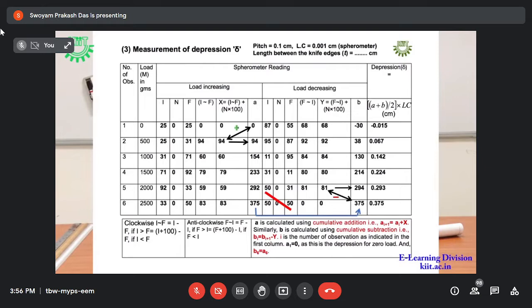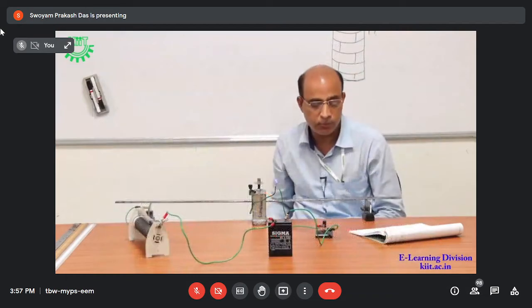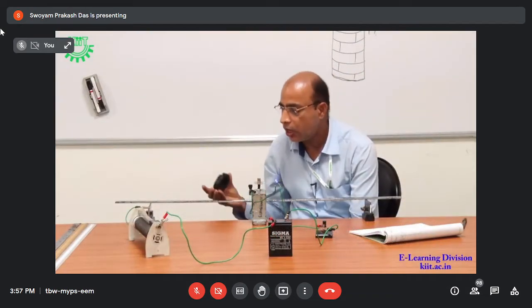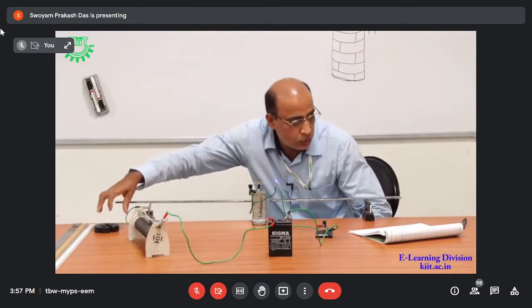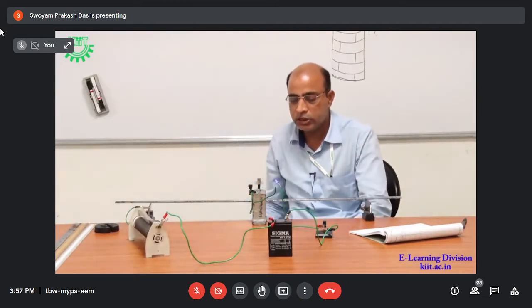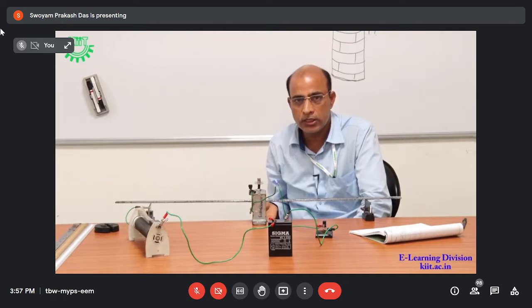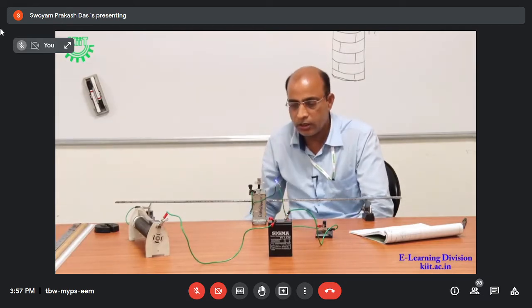So 50 divisions, that is the initial reading of 2000 gram load, we will note it down as 50. Now I have removed this load and the load becomes now 2000. Still the bulb is glowing because contact is still going on.